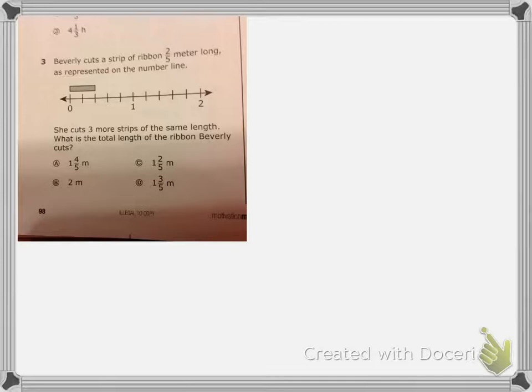So Beverly cuts a strip of ribbon 2/5 meters long, as represented on the number line. She cuts 3 more strips of the same length. What is the total length of the ribbon Beverly cuts? Now you could just draw this one in because I gave you a number line, but I want you to do the multiplication of it, okay? So pause the video and solve it, and then come back. Okay, so you should have multiplied. You should have said 2/5 times 3.